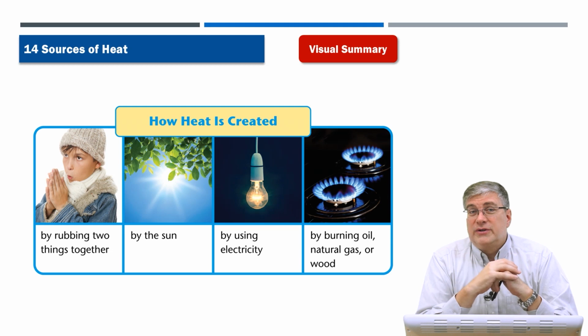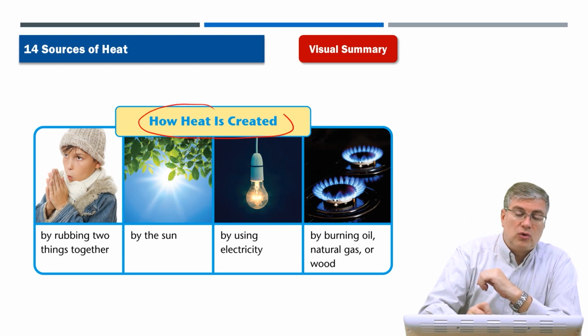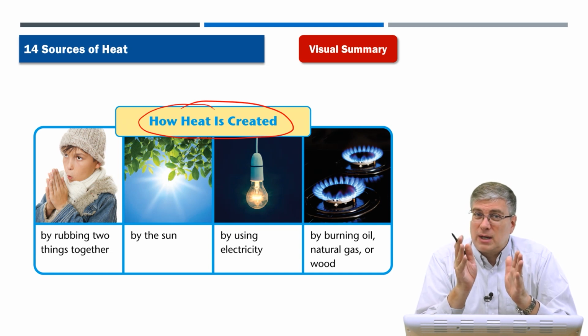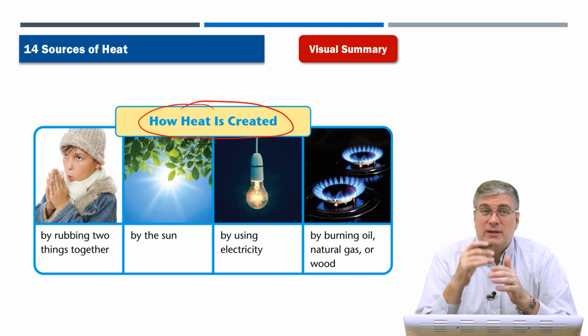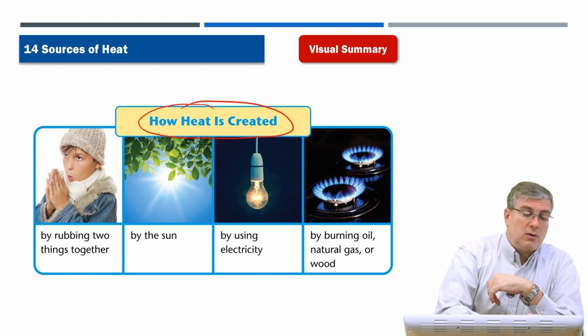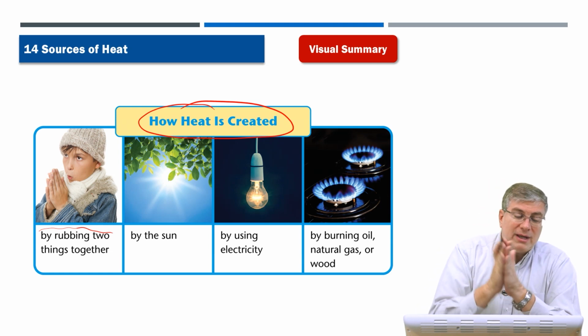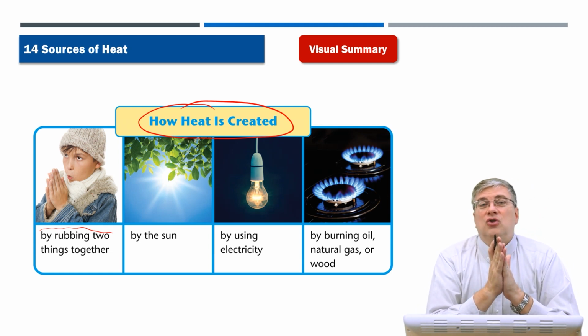Let's talk about the first main idea of this lesson, and that is how heat is created. And we've already talked about a couple of different ways during the vocabulary section. For example, the first picture here, we saw that when we were talking about friction. By rubbing two things together, you can create heat.